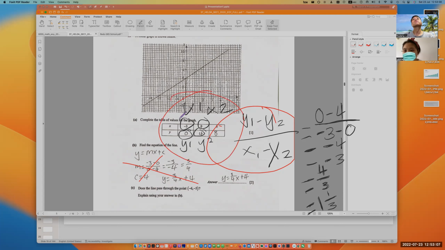This is what happened. I ask you to write down the formula first. This is the formula. Then next, what you do, you go and circle the x1, y1, x2, y2. Then you go and sub in the values. When you sub in the values, when you got negative, what do you do? Can you see you sub in the -3 here? Yeah. Then you should put a bracket. Did you put a bracket? No.